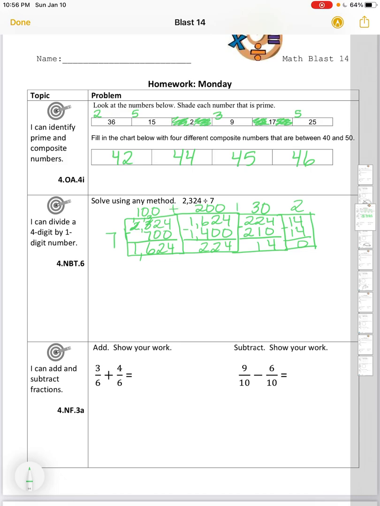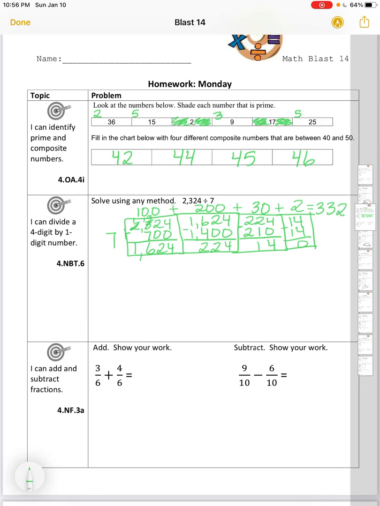Now I can add all these parts to the quotient that I came up with. And we may have different numbers up there because you may have chosen to pull out different amounts of 7. As long as in the end we end up with the same answer. So we're going to have 332.